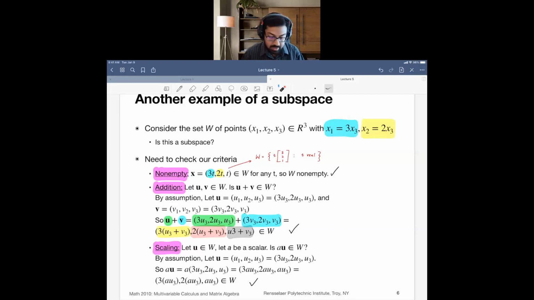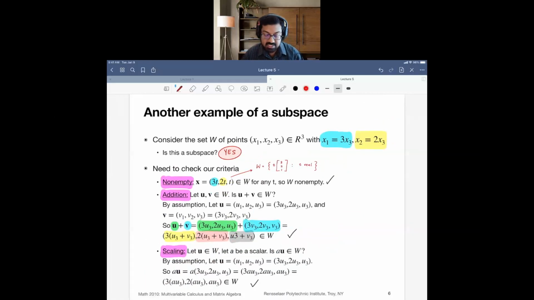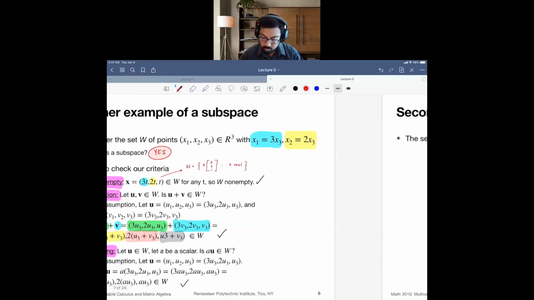Questions about this example? You're going to see this sort of a proof a few more times where we'll define a subspace and we'll check whether it is a subspace or not. So here you see our answer, is this a subspace? Should be yes, because it has satisfied those 3 criteria. All right, let us move on.